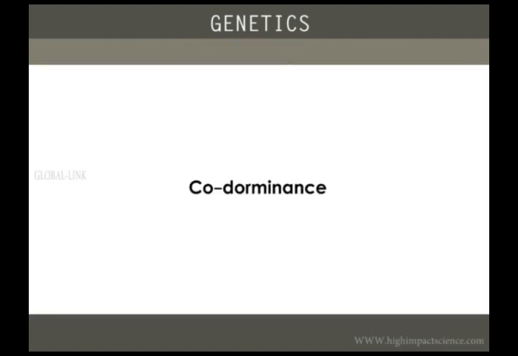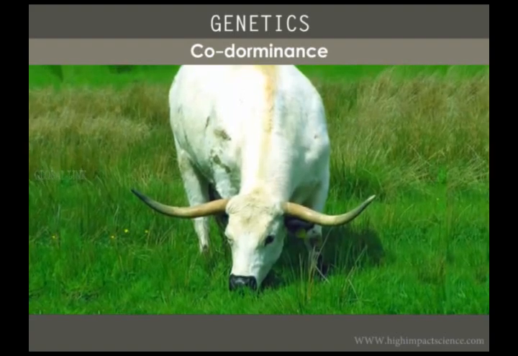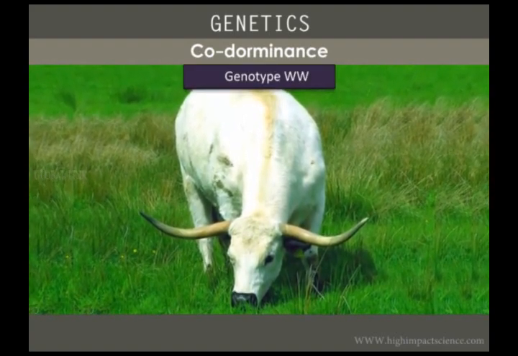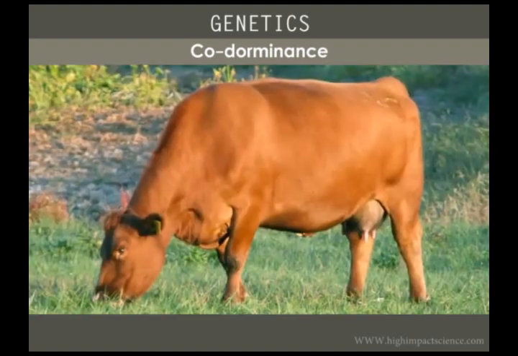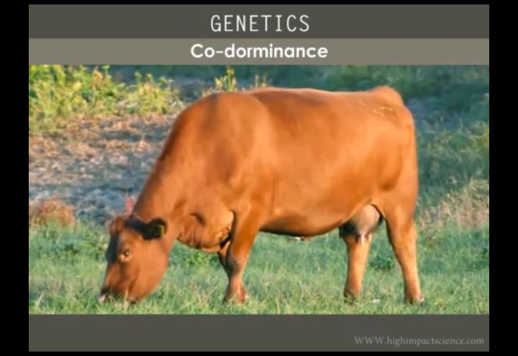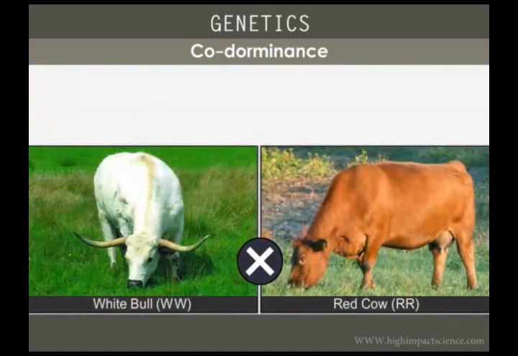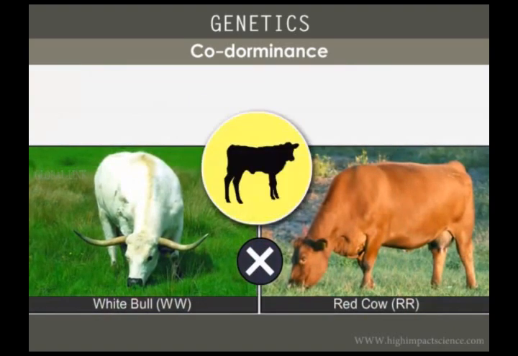Next, we look at codominance. This is a homozygous white bull with genotype capital W, capital W. And this is a homozygous red cow with genotype capital R, capital R. What would be the color of their calf in the F1 generation?